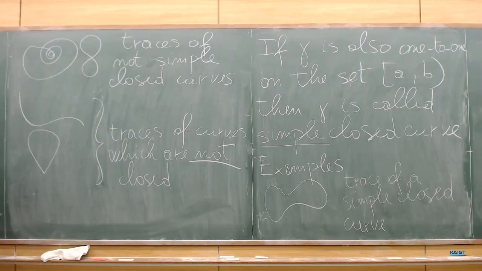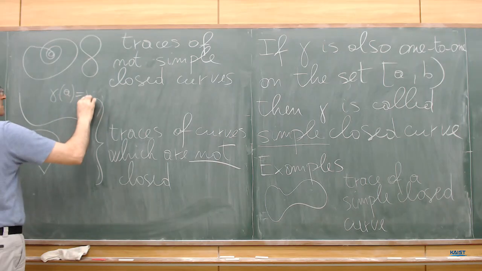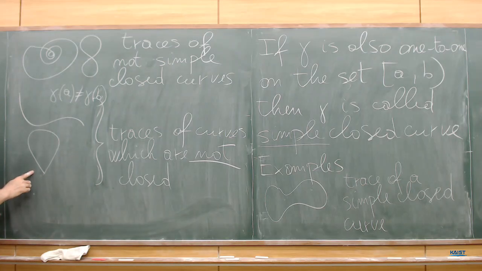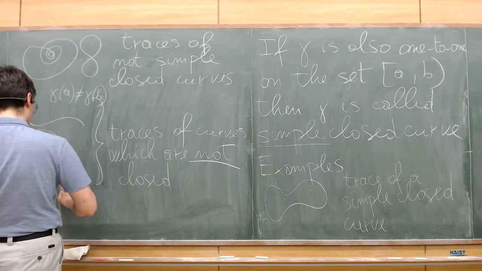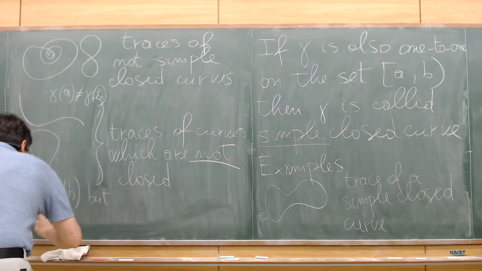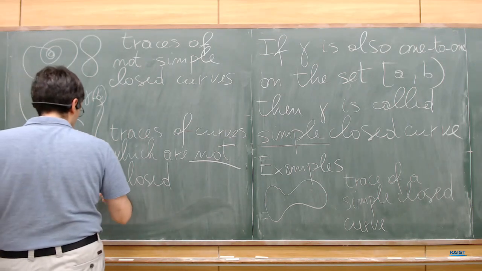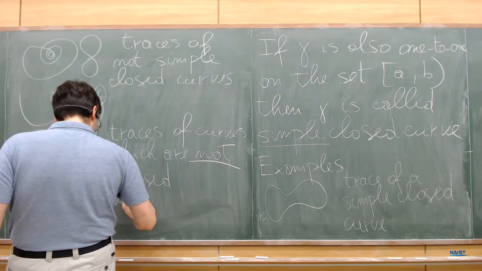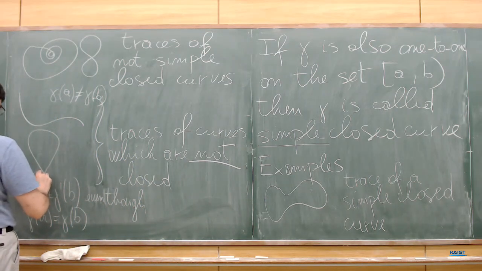For which reason? The first one does not satisfy this, because gamma A is different from gamma B, and for this one you have that gamma prime of A is different from gamma prime of B. But even though at this point gamma A is equal to gamma B.